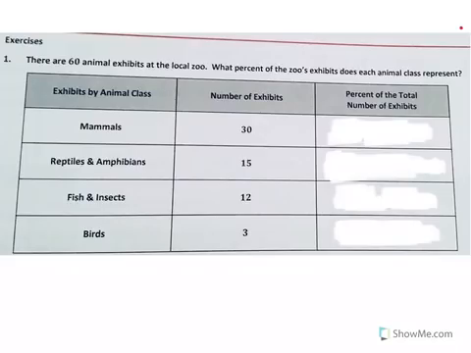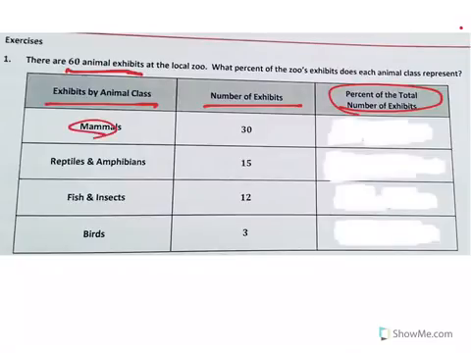There are 60 animal exhibits at the local zoo. What percent of the zoo's exhibits does each animal class represent? Well, here we have the exhibits, here's how many of them there are, and then here is the percent of the total that we have to figure out. So percent of the total would mean we're figuring out part of the whole.